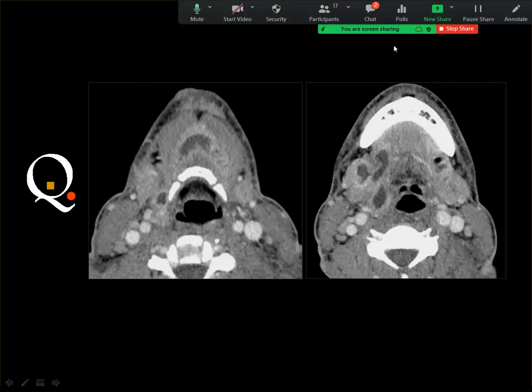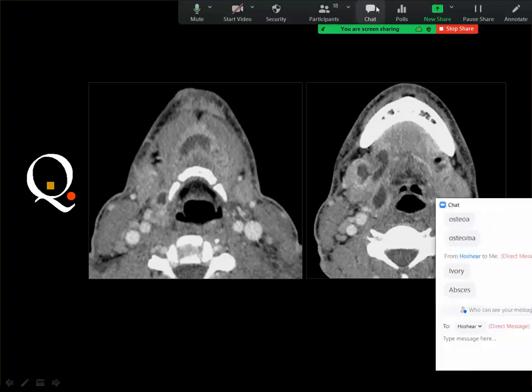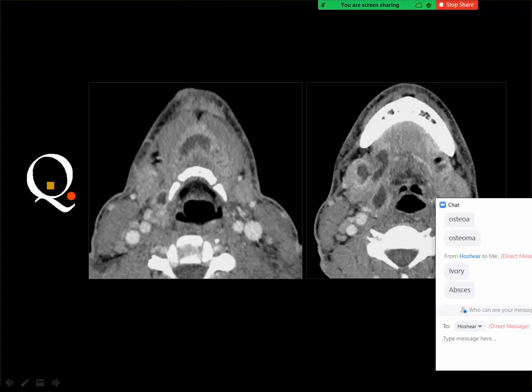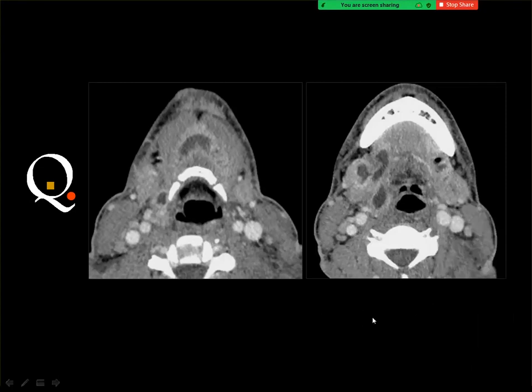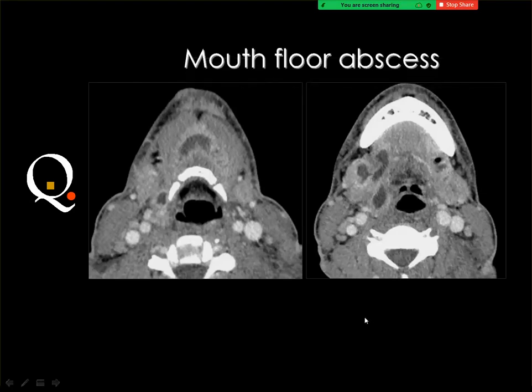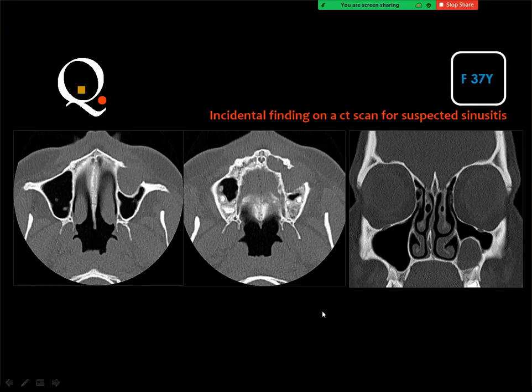Next case, and you see a lesion in the floor of the mouth, another lesion in the submandibular salivary gland, and a third lesion near the submandibular salivary gland on the left side with some air loculus inside. Then you consider abscesses. Yes, and these are multiple abscesses in the floor of the mouth, in the submandibular space, and in the submandibular gland on both sides. This is mouth floor infection.